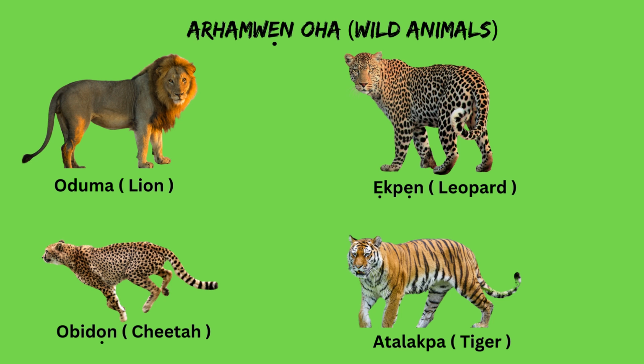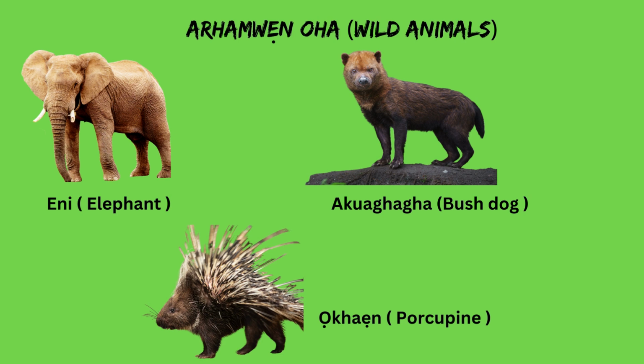Next, we'll look at the big cats. Oduma is the lion. Ekpe is the leopard. Obidon is the cheetah. Atalakpa is tiger. Oduma, Ekpe, Obidon, Atalakpa. Eni is the elephant. Akwagaga is the bush dog. Orhain is the porcupine. Eni, Akwagaga, Orhain.